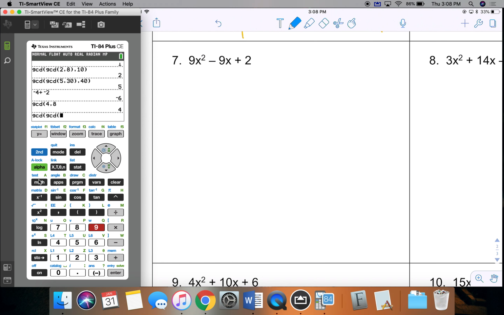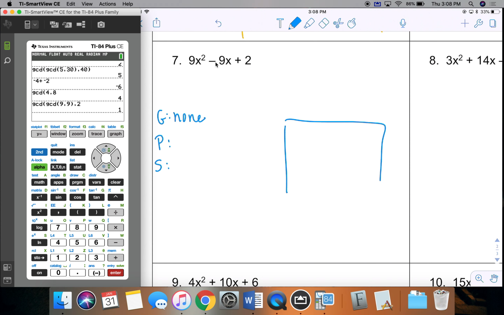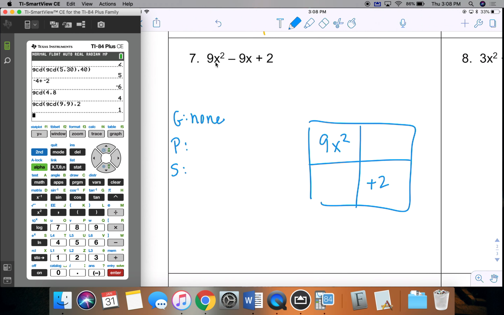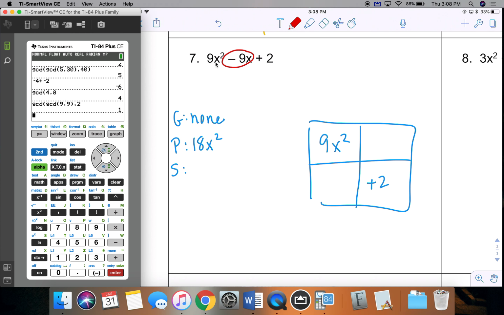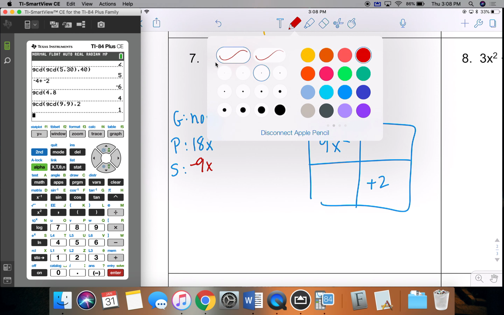If I do math right 9, I'm looking between 9, 9, and 2, and they do not share any like terms, so my G in GCF is none. If I try to take the square root of 2, it does not work, so I will need to use my box. I put my first and my last term in the box, and I multiply them for my product. My sum is in the center.